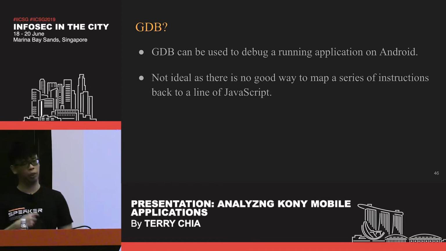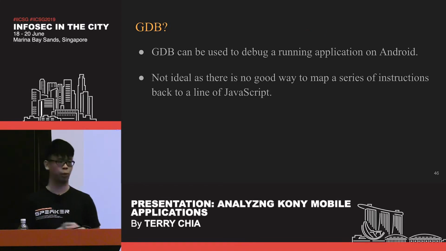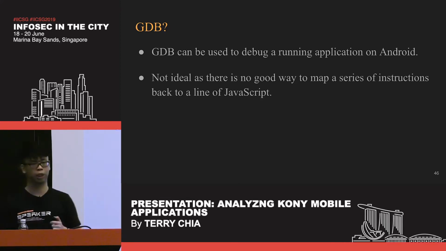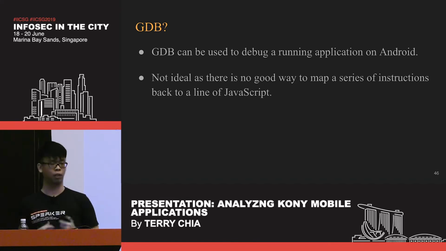The first option that we have for a debugger is we can of course use GDB. You can attach GDB to a running application on Android, and you can analyze the native instructions that are running. However, this is not very ideal because there is no good way to map a series of, for example, x86 instructions into a line of JavaScript code. So you actually lose the semantics of the application when you're debugging it that way.